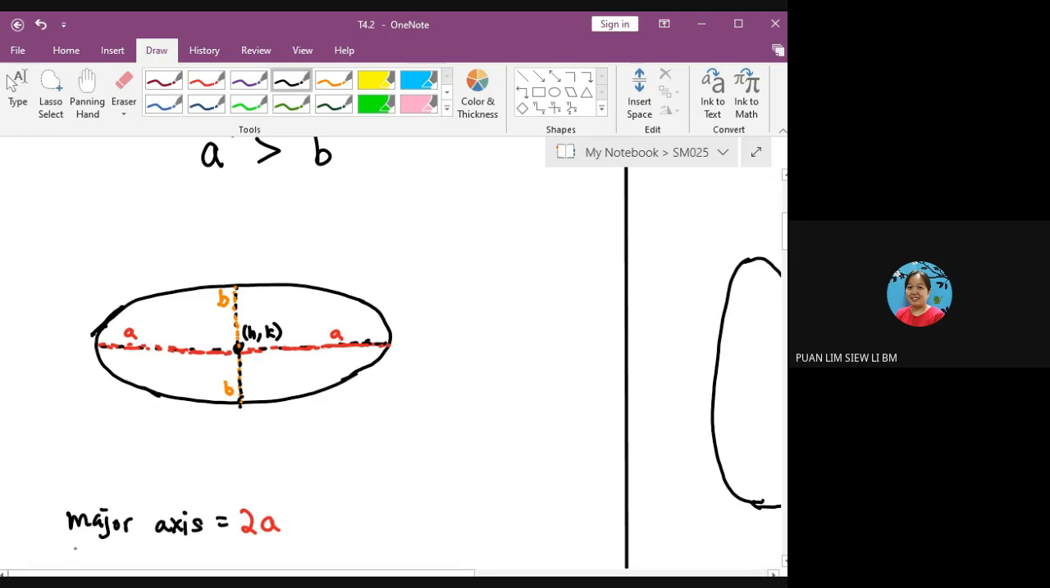Then we get the second information, the minor axis. Minor axis tu di mana? Ialah yang warna oranye ini. So dia adalah 2B. Boleh? Okay, so garis ini panggil major axis. Garis yang menegak ini panggil minor axis. Dia panggil minor sebab dia pendek.